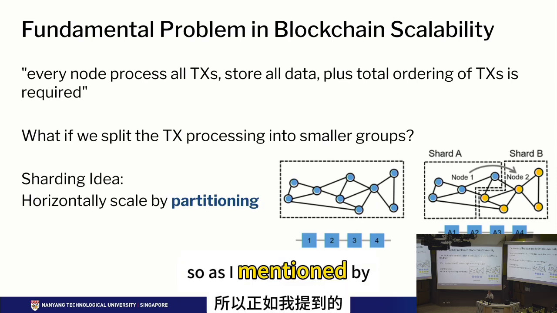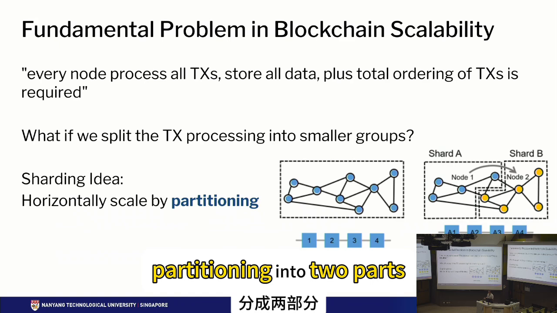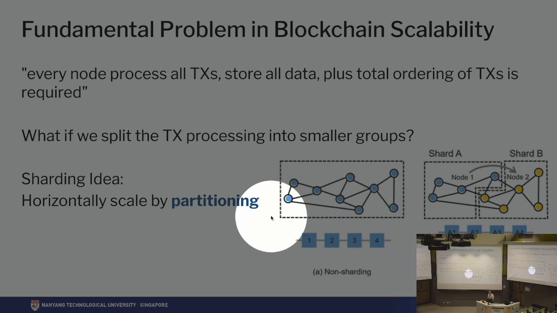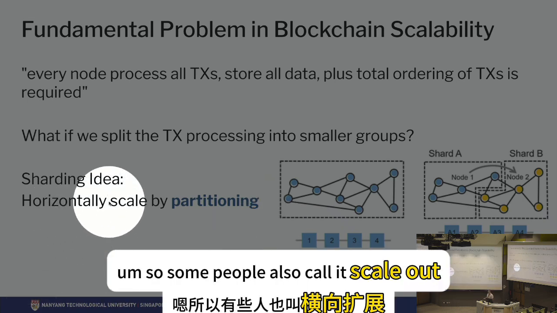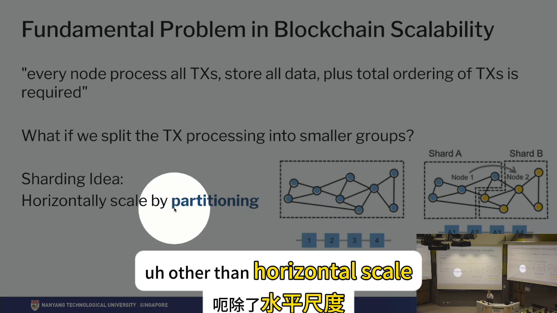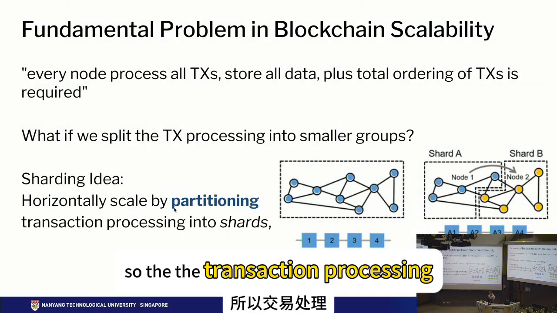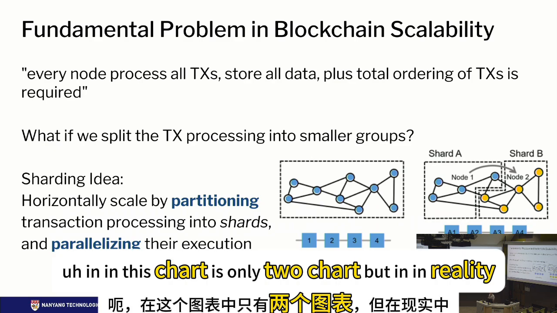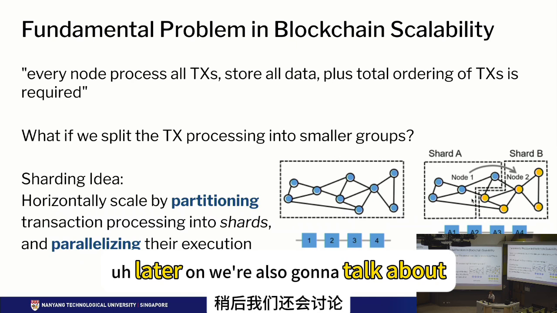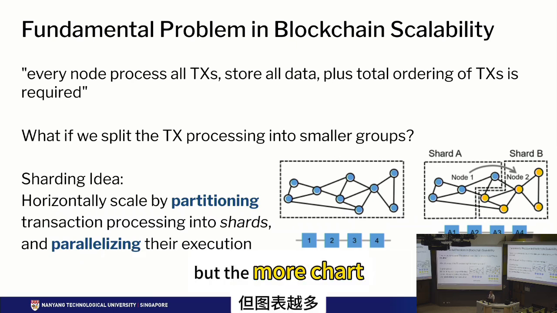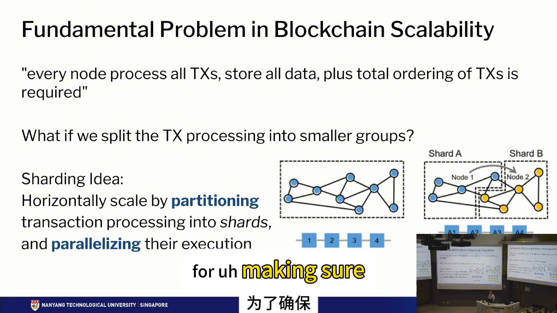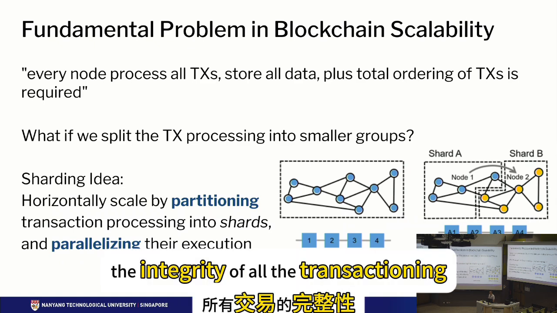As I mentioned, by partitioning into two parts, we are able to horizontally scale the blockchain. Some people also call it scale out, other than horizontal scale. So the transaction processing will be processed in multiple shards. In this chart, it's only two shards, but in reality, later on we're also going to talk about there being multiple shards. But the more shards it has, the more difficult it will be to make sure of the integrity of all the transactions.